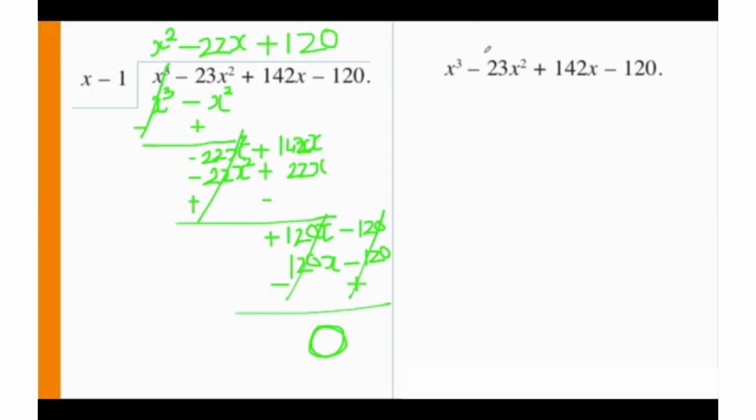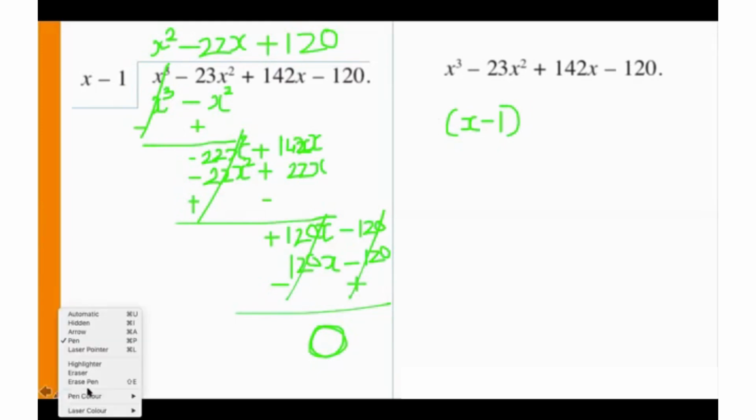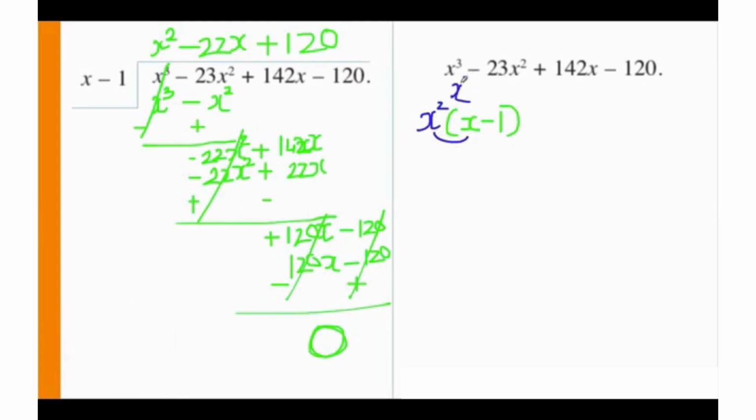Now let's use this other method, which is a little shorter method than this long division method. So here I'm going to put x minus 1 here, okay? And we are going to get x cubed. So what should I multiply with x minus 1? Okay, let me take some other color. So we will have x square into x will give us x cubed, and x square into minus 1 gives us minus x square. Now again, I'm going to put x minus 1 again here.